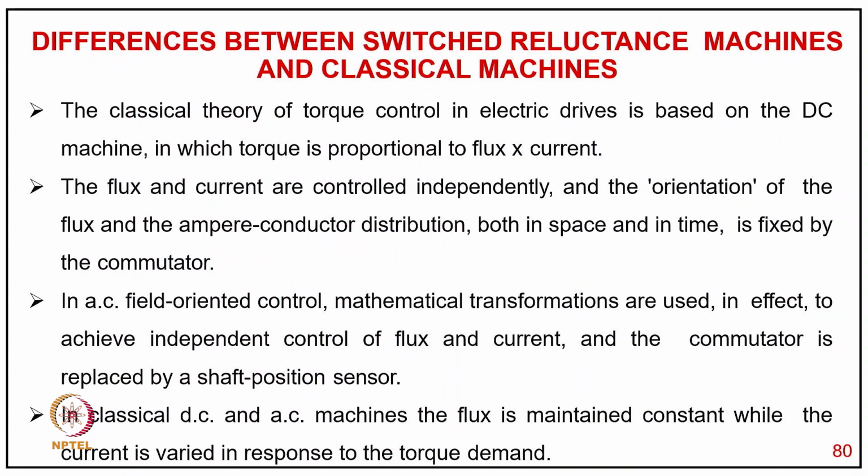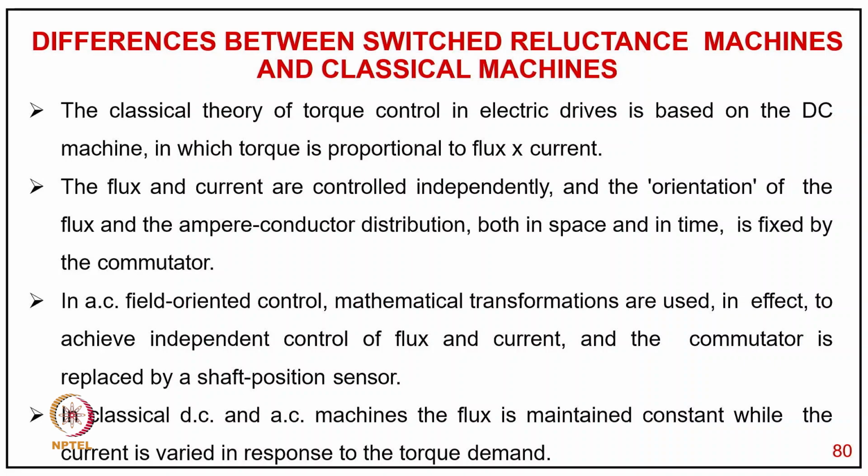So now differences between reluctance motor machines and classical machines. The classical theory of torque control in electric drives is based on the DC machine, in which the torque is proportional to flux multiplied by current. The flux and current are controlled independently, and the orientation of the flux and ampere conductor distribution both in space and time is fixed by the commutator.